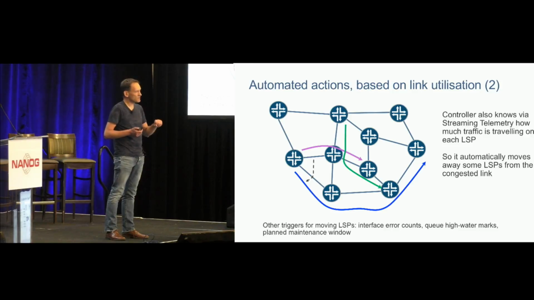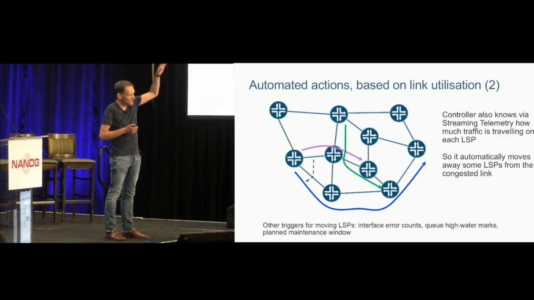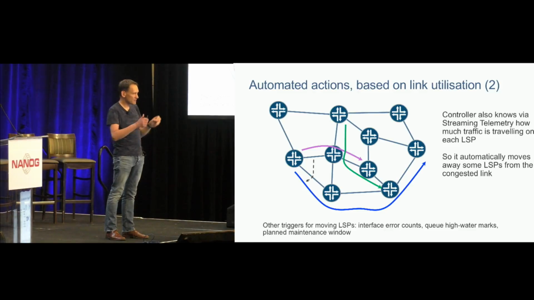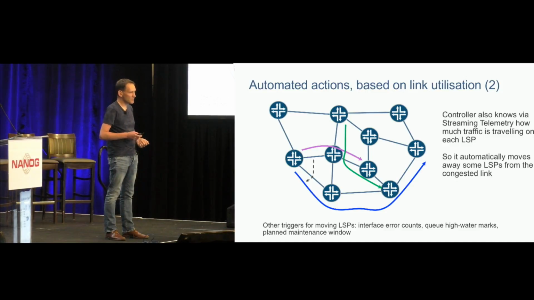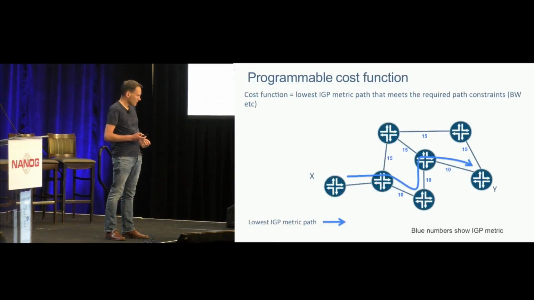Another trigger can be queue high watermarks. So if you've got telemetry that is actually reporting the highest fill level of each queue on the link, you can see whether a queue is in danger of overspilling, and so proactively you can move traffic away onto other links to prevent microbursts overspilling that link. And planned maintenance as well. It doesn't have to be telemetry-driven motivation for moving the LSP. It could be you saying, at 2 a.m. I want this node to be put into maintenance, and so automatically the controller moves away all the LSPs just before that 2 a.m. start time.